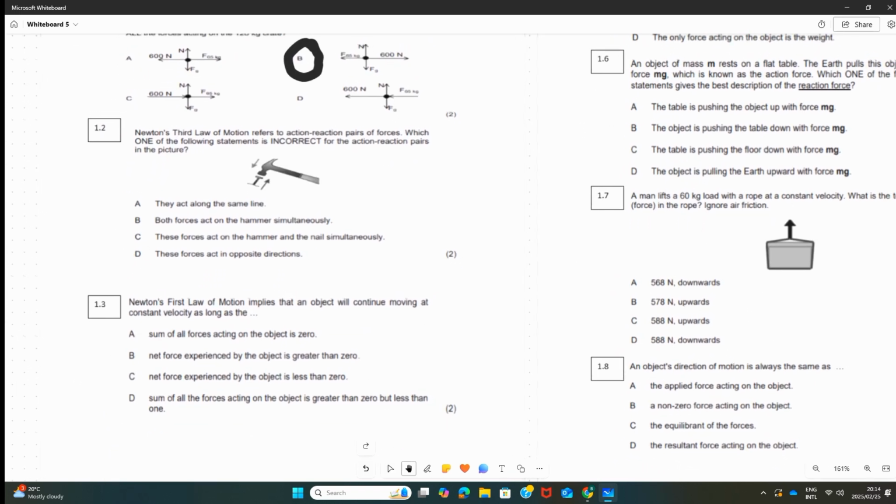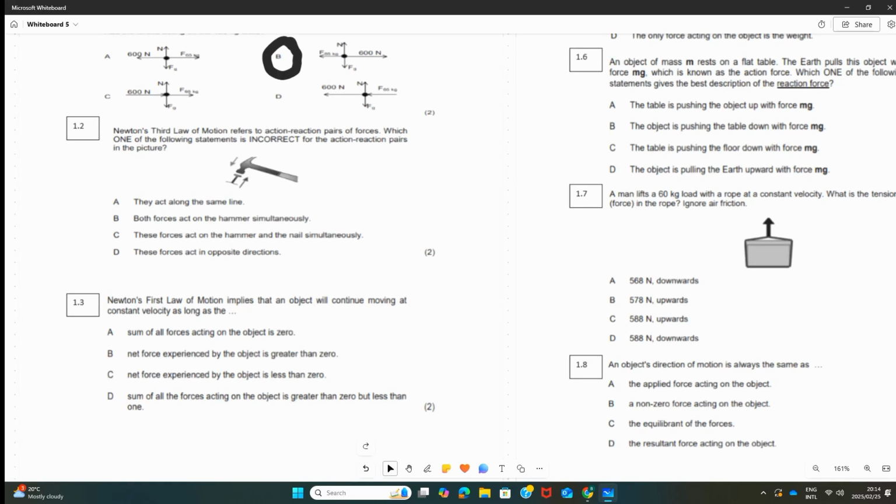The next question is 1.2. Newton's third law of motion refers to action-reaction pairs of forces. Which one of the following statements is incorrect for the action-reaction pairs in the picture? As I stated, the properties of the forces involved here are that they act along the same line, they act simultaneously at the same time, and they are opposite. In the options, A says they act along the same line, which is the correct statement, but we are looking for the incorrect statement.